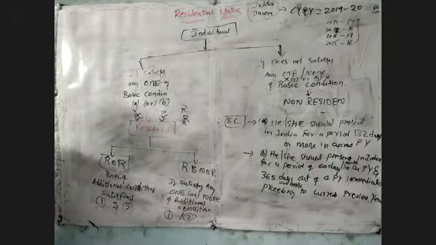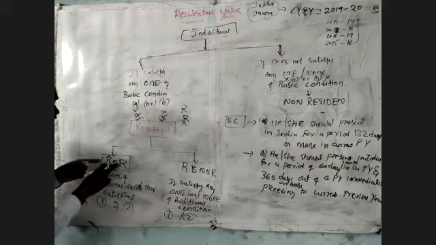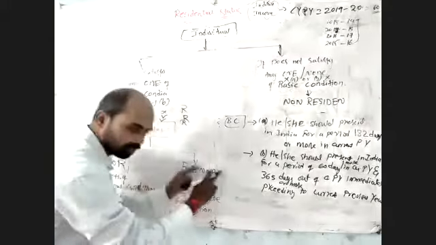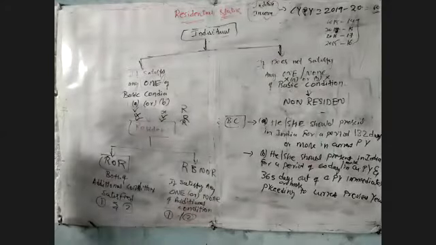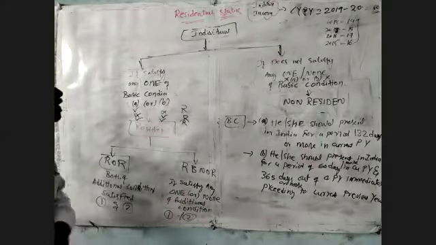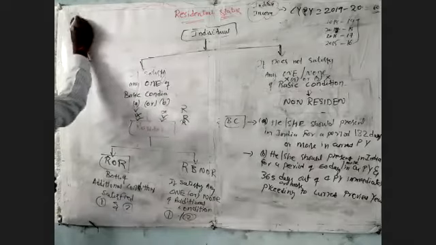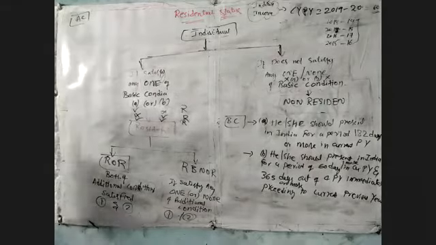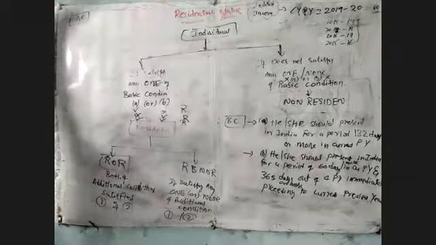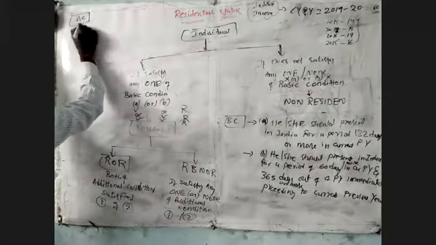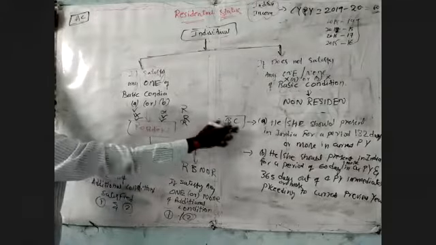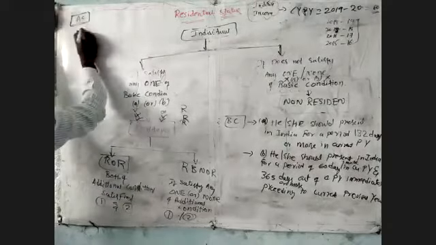Additional conditions we need to check for determining whether he is resident and ordinary resident or resident but not ordinary resident. For this purpose we need to check additional conditions. What are the additional conditions? AC लिखा है यहाँ पे, ये BC है, ये AC है. Okay. Basic condition, additional condition.